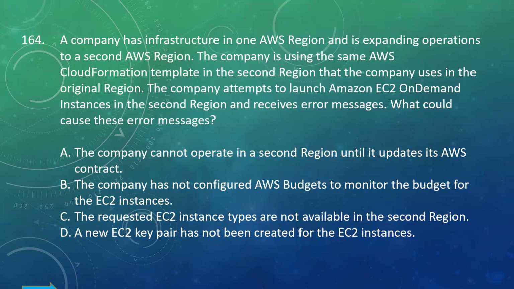The correct answer here is option D. A new EC2 key pair has not been created for the EC2 instances. If you are using an existing key pair from the original region, it might not work in the second region because key pairs are specific to each region. You should create a new key pair for the second region and specify it in your CloudFormation template.